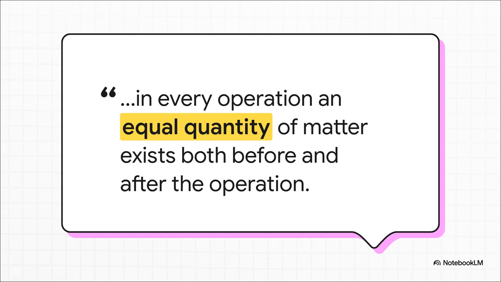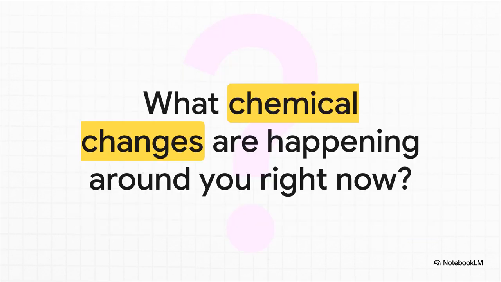He wrote that, quote, "In every operation, an equal quantity of matter exists both before and after the operation," end quote. It's just this beautiful, balanced equation of reality. The atoms simply rearrange themselves into new structures, new gases, new liquids, but the ledger of mass is always perfectly balanced. So as we wrap up this explainer, I want to leave you with a thought to chew on.